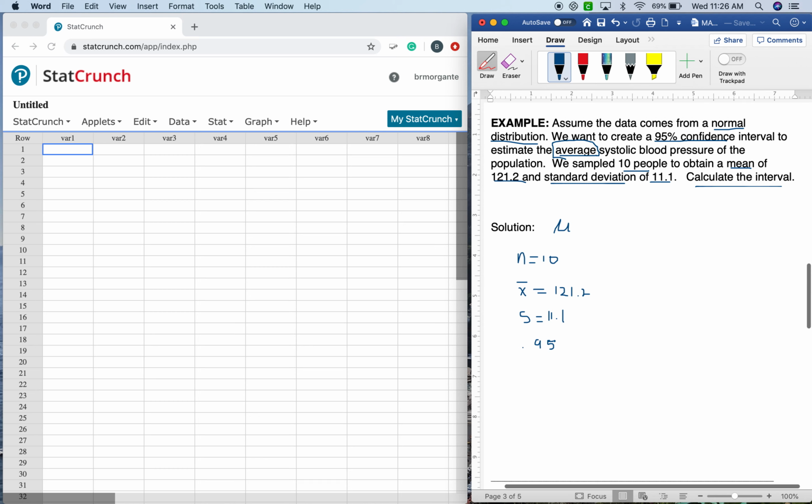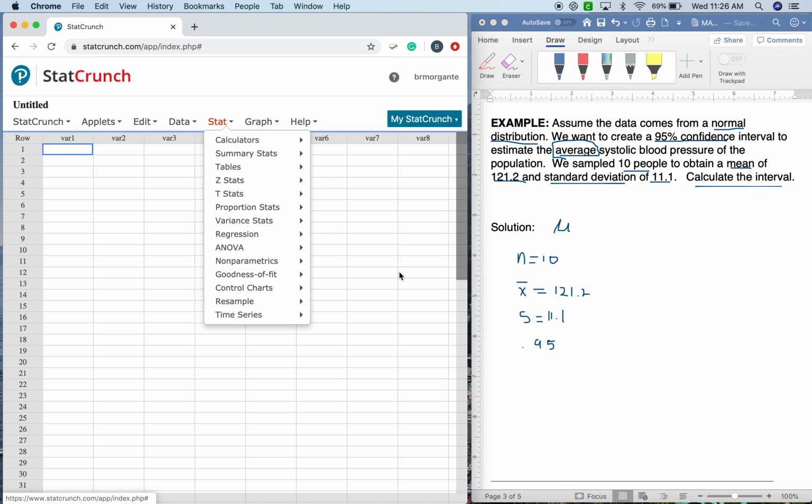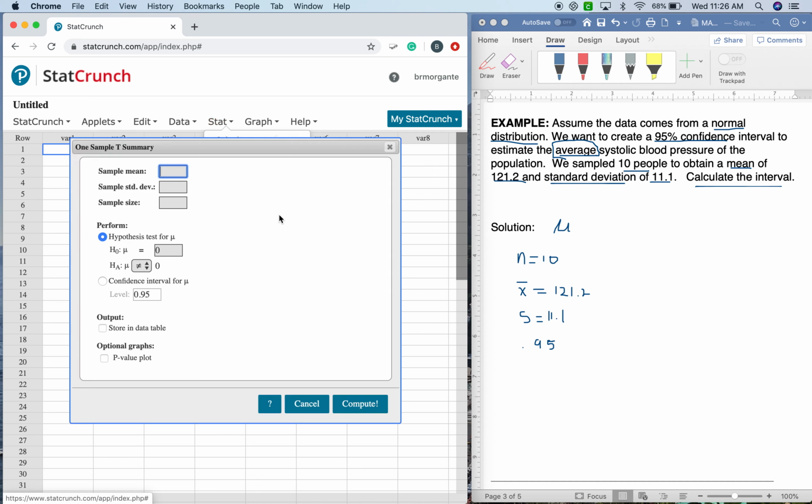Alright, so we have everything we need, so now we can go into StatCrunch. And because we have our sample standard deviation, our population standard deviation is unknown, so we're going to use t-stats. We only have one sample here, and then we have a summary. So our sample mean is 121.2. Our sample standard deviation is 11.1, and our sample size is 10. So it's a good thing to underline these, write them all down first, so then when you get to StatCrunch, you have them all ready.